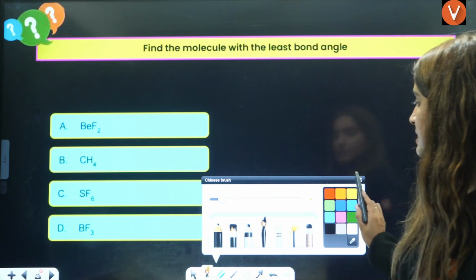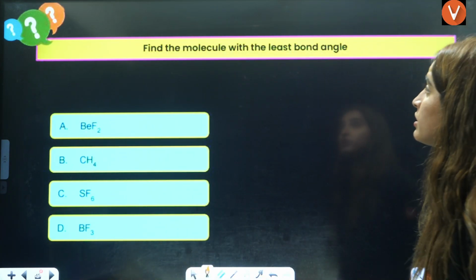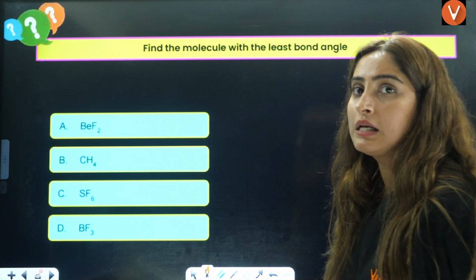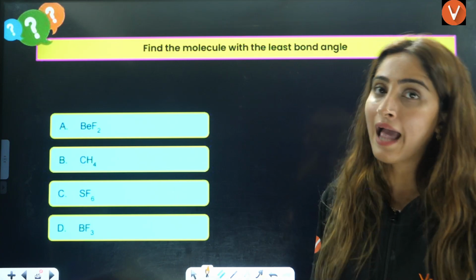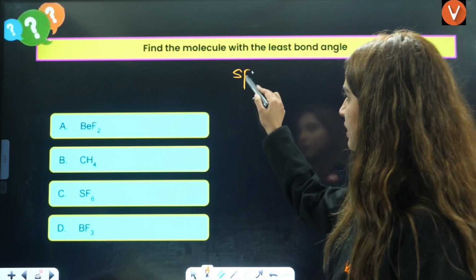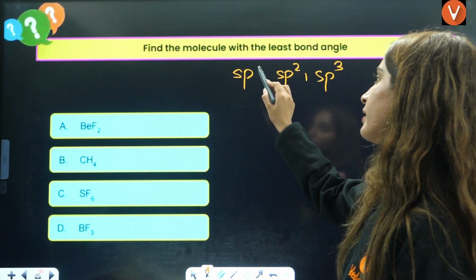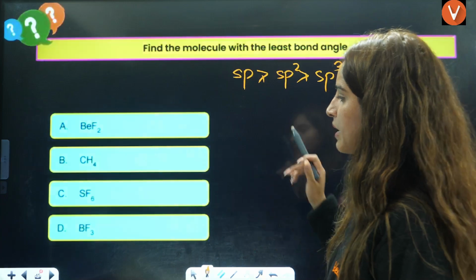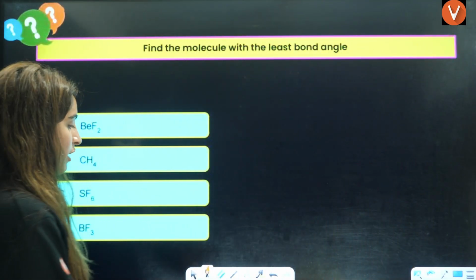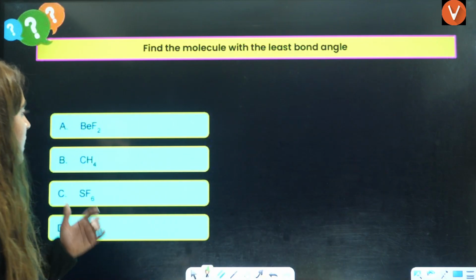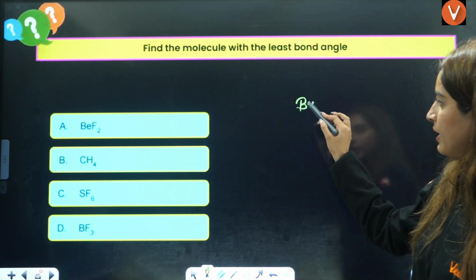Next we have, students, find the molecule with the least bond angle. Least bond angle you have to see. So the more the hybridization character, the angle is going to decrease, because we know that sp, sp2, sp3, right? The angle here is maximum, then it is decreasing, right? Oops, I don't know why my board is always in the mode of dancing. So here it is BeF2. If you talk about BeF2, here it is Be.